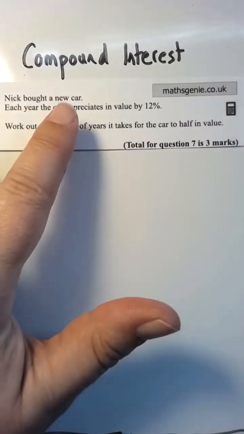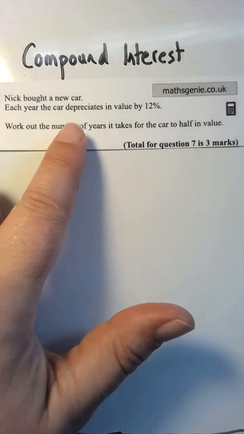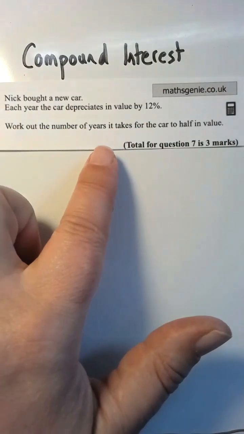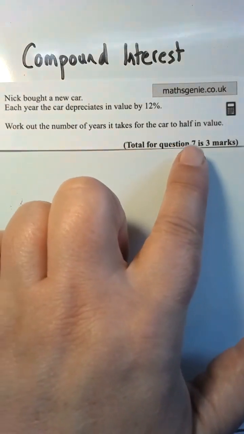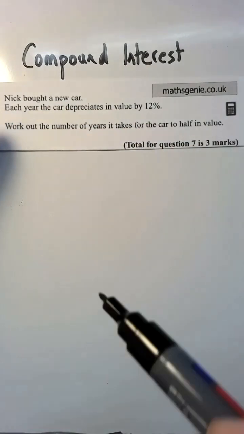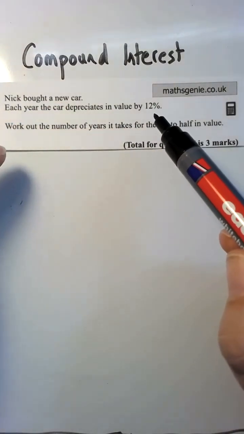Nick bought a new car. Each year, the car depreciates in value by 12%. Work out the number of years it takes for the car to halve in value. It's a compound interest question. Well, it's a depreciation question because it's going down.